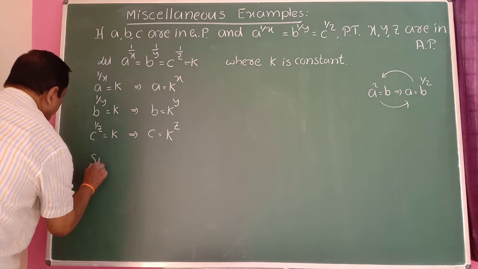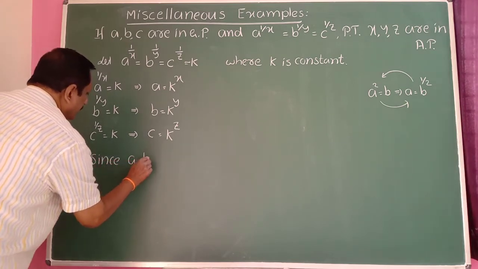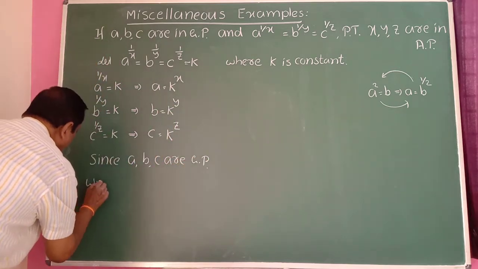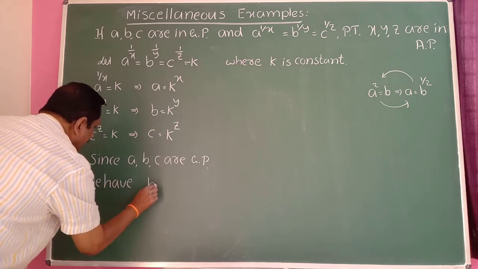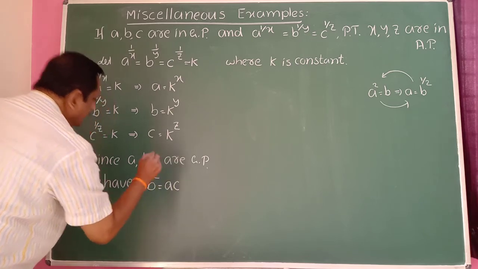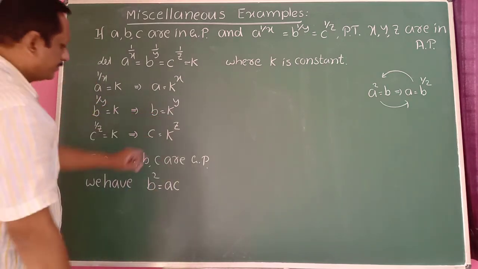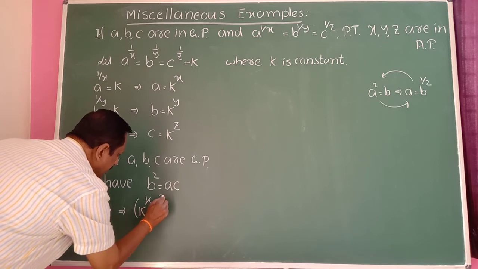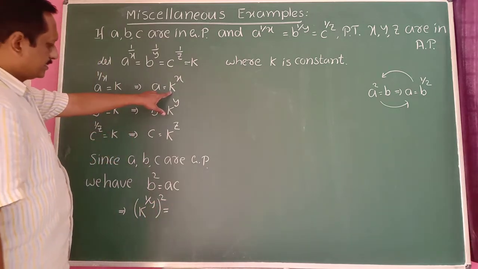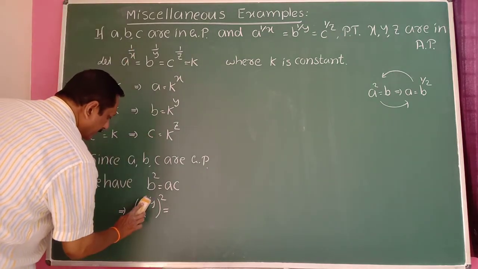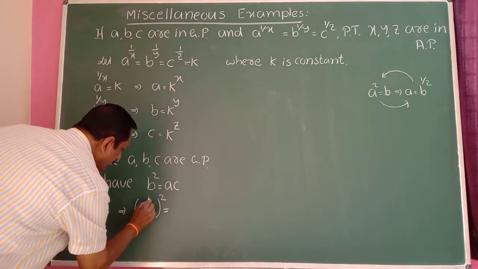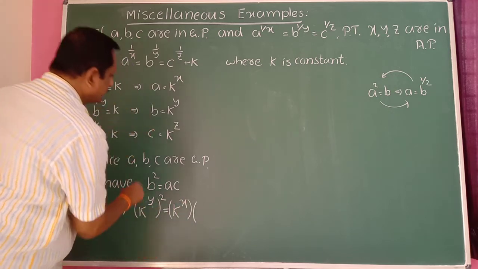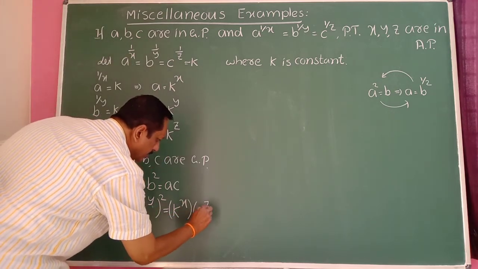Since A, B, C are in GP, therefore we have B square is equal to A into C. Here B is K raised to Y, not 1 by Y. So K raised to Y, whole square, is equal to A, which is K raised to X, into C, which is K raised to Z.